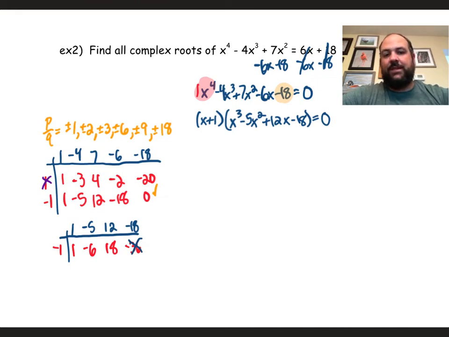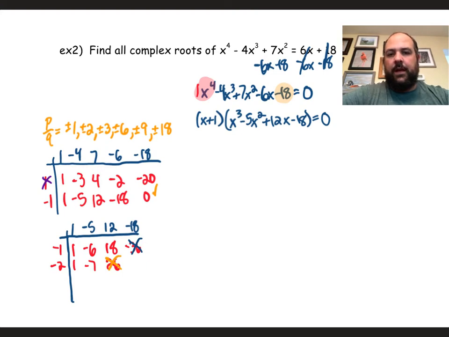So we're going to have to try some other values. Let's try negative 2. We bring down the 1. Negative 2 times 1 is negative 2, plus negative 5 would be negative 7. Negative 2 times negative 7 is 14, plus 12 is going to be 26. Nope, this one's not going to work. So I'm going to stop there.